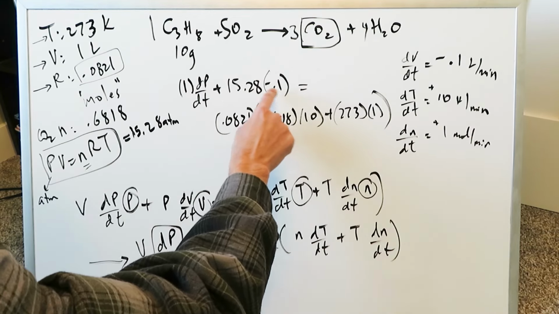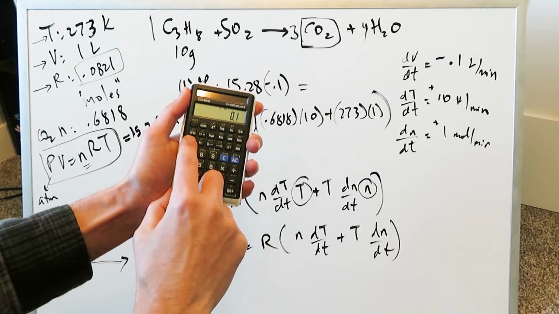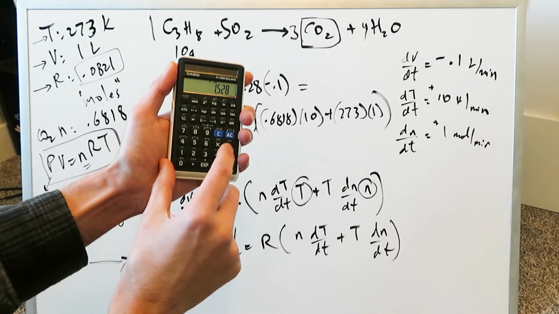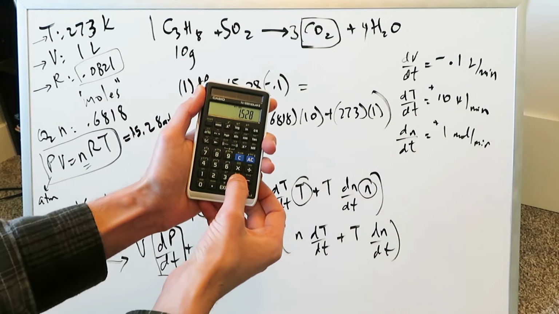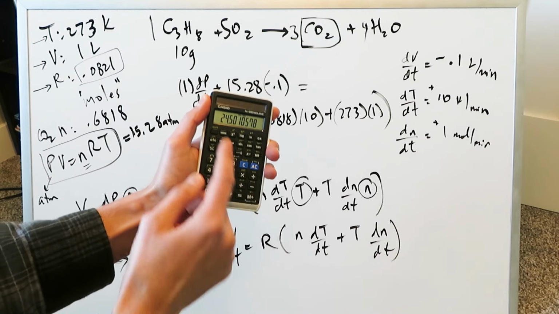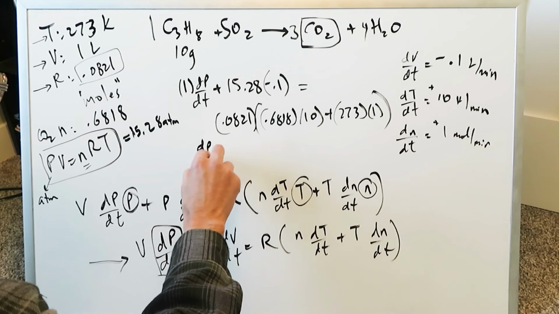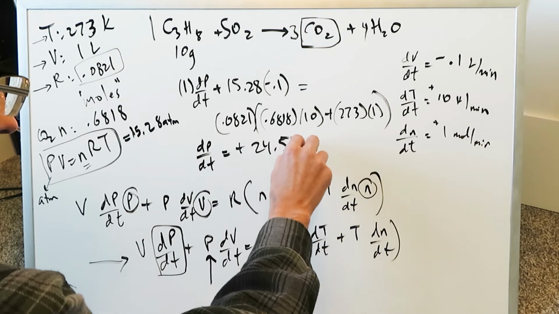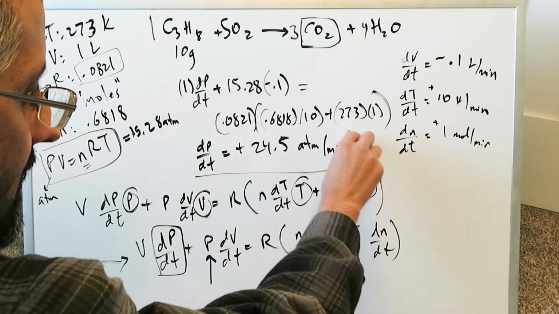This is 15.28 times 0.1, negative. When it goes on the other side of the equal sign, I'll add it to my saved value, which was the end result of all of this. I'll add it to that. And I'm going to get here a value 24.5 atmospheres per minute. I'm getting here dP over dt is equal to positive 24.5 atmospheres per minute. This right here is my answer to the question.